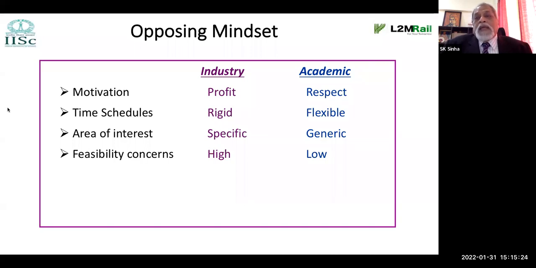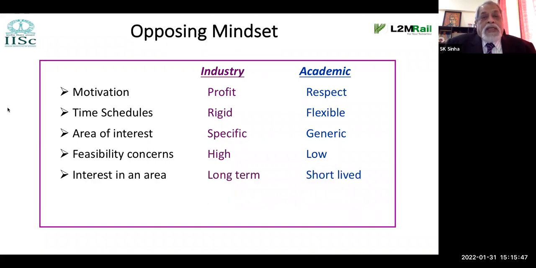You may have unexpected outcomes. But an unexpected outcome in an industry is a failure. And then who pays for that failure? That's the question. So this is another thing which we have to keep in mind, why this interaction doesn't happen.